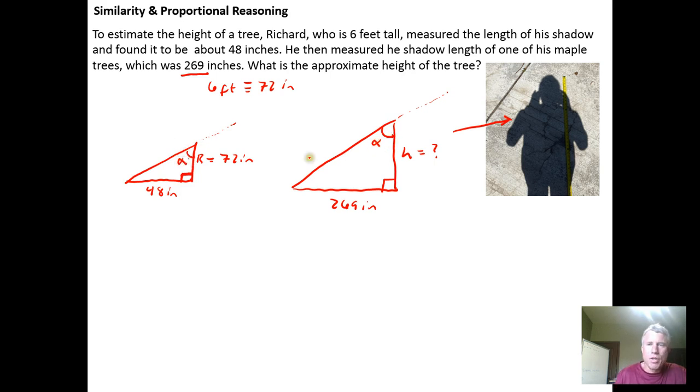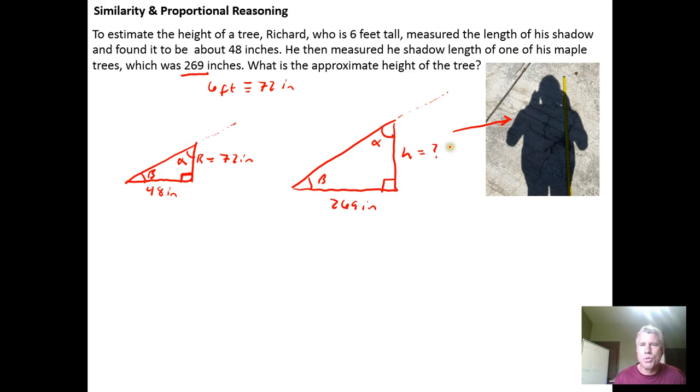So I have a triangle with the angle alpha, which is the angle that the sun ray is making with the top of the tree. The angle alpha, the angle the sun ray makes with the top of my head, those two angles are the same. So if I have two 90-degree angles and two alpha degree angles, I know that these two angles also must be the same, which means I have two similar triangles.